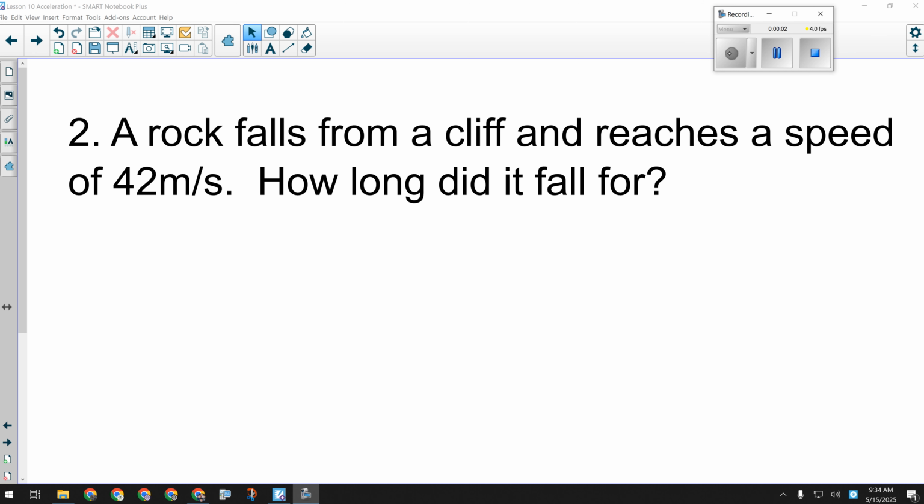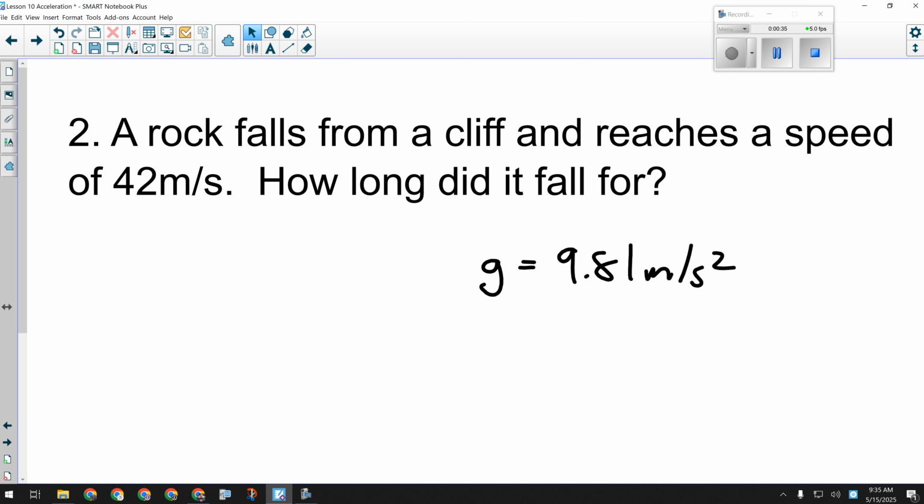So on this one, does it seem like it doesn't give you enough information? But it does. A rock falls off a cliff. The only place we're measuring how fast and how long it takes rocks to fall off cliffs is Earth. And on your formula sheet, you will find this. That is the acceleration due to gravity on Earth.